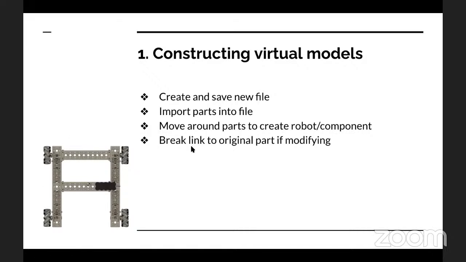And then if you actually want to modify the parts that you're using, like let's say you want to extend the C channel, that actually modifies the original file. When you modify a part that you're using to make a robot, it actually affects the source file. So if you want to change the size of this or do something that affects this part, it will affect the source file and any derivations of that source file. So what you want to do is break the link to that original part if you're going to be modifying.